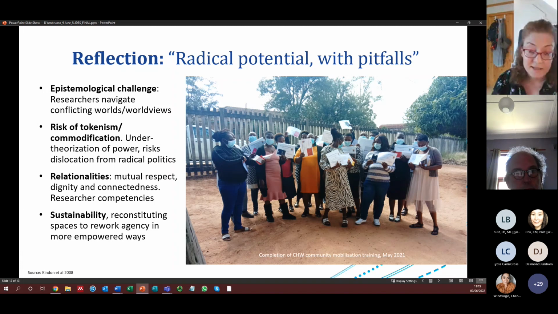And finally, sustainability and sustaining the process over space and time is where we're at now. We are trying to understand how to reconstitute opportunities to reimagine agency in more empowered ways and beyond the lifetime of a research programme, for new community-based claims to health, ultimately through local action, challenging wider structural challenges.